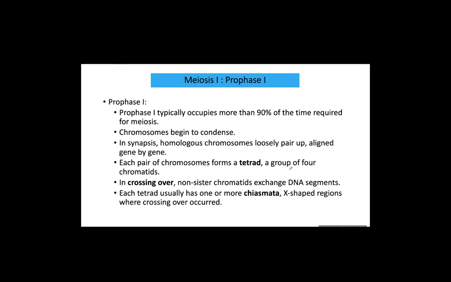So one more time, prophase one of meiosis one. Prophase one of meiosis occupies more than 90% of the time required for meiosis. Chromosomes become condensed. In synapsis, a pair of homologous chromosomes come together and pair up. They align side by side. We call that synapsis. Each pair of chromosomes forms a tetrad because one chromosome has two sister chromatids, and a pair of chromosomes means two chromosomes. The other member of a pair of homologous chromosomes also has two sister chromatids. So you have all four sister chromatids. We call this a tetrad, a group of four chromatids.